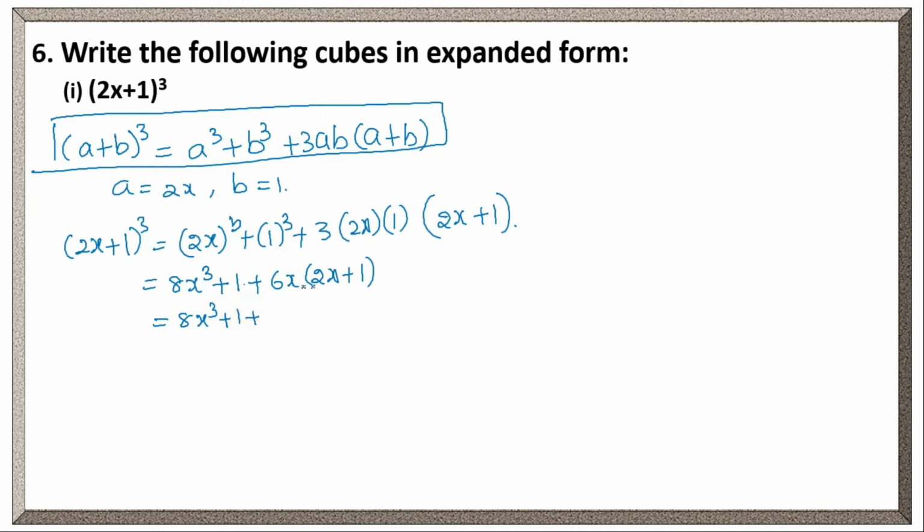Here if we simplify this binomial with this monomial, 6x into 2x, 12x square, 6x into 1, plus 6x. Right? Now if I write in standard form, 8x cube plus 12x square plus 6x plus 1 is the expansion of (2x + 1) whole cube. Yes? Right.